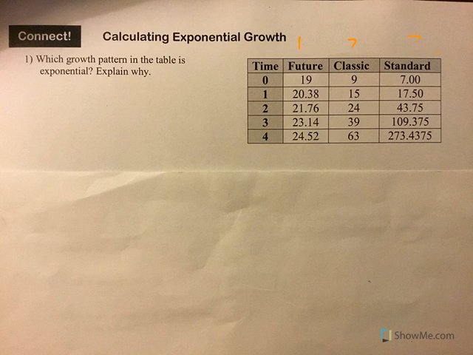Maybe I should call them A, B, and C. Okay, let's try that. So A, B, and C. We're trying to figure out which one in the table is exponential. So first I'm going to start here. Remember, exponential can be found a couple of different ways, but what you need is a common growth factor.